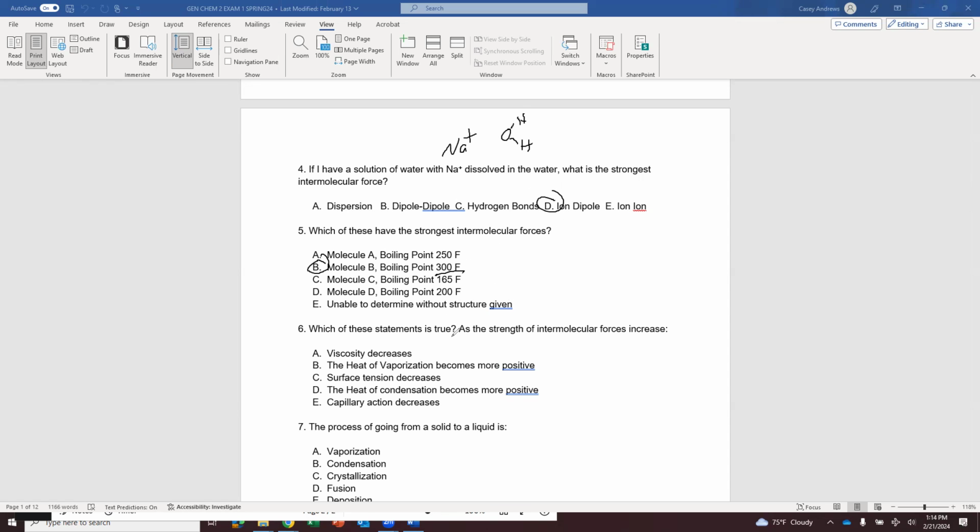Which of these statements is true? As the strength of intermolecular forces increases, viscosity decreases. That's false. The viscosity gets stronger. The heat of vaporization becomes more positive. That is true. It becomes a bigger number. Heat of vaporization is delta H VAP. The stronger my intermolecular forces, the more energy I need to vaporize it, so delta H VAP becomes a bigger number.